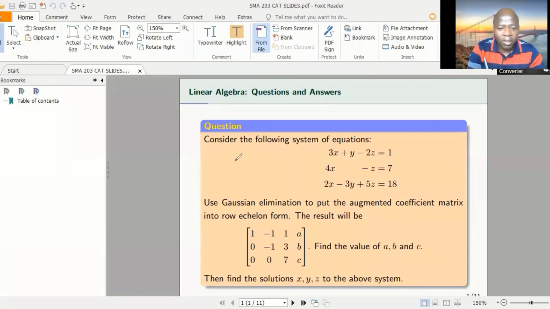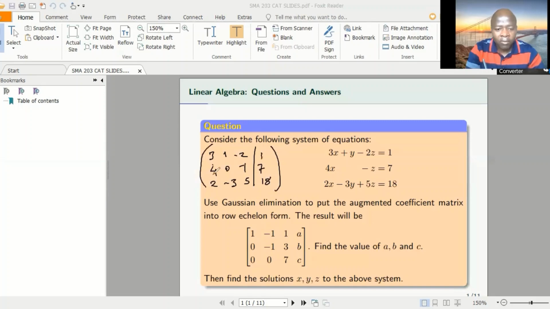Now, let's just look at the augmented matrix. The augmented matrix is 3, 1, negative 2, 1, and then we have 4, 0, negative 1, 7, then we have 2, negative 3, 5, and 18. This is the augmented matrix, and it's this matrix that the question is telling us to reduce to echelon form and obtain this. So we'll be playing with these numbers and with elementary row operations, by either interchanging the rows, adding a multiple of a row to another one, or dividing a row by a given constant until we obtain this. Once we've obtained this, we shall read the values of a, b, and c to be the solutions here, and then use them to solve for x, y, and z.